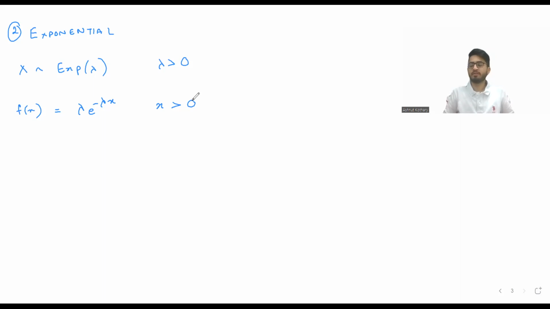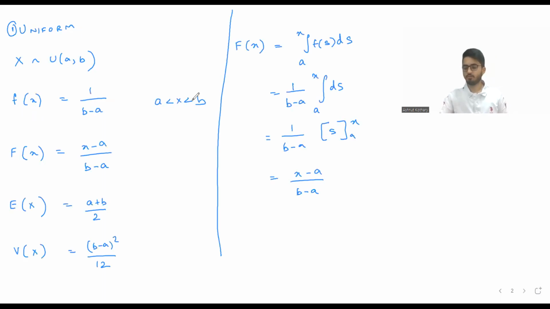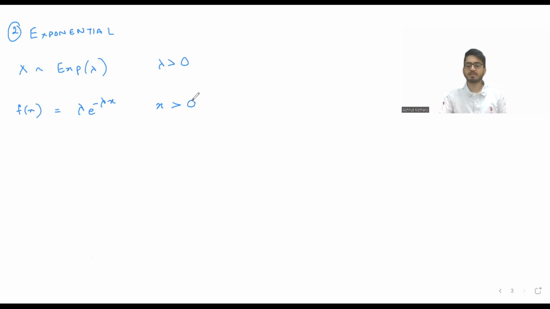First of all, when we were doing uniform, there was no restriction on the parameter. a could take any value, b could take any value. Just keep in mind, obviously the value of b will be greater than that of a. When we write it in this form, x is greater than a and less than b, it automatically implies that b is greater than a. Here, there is a restriction on the choice of parameter value. It needs to be positive.